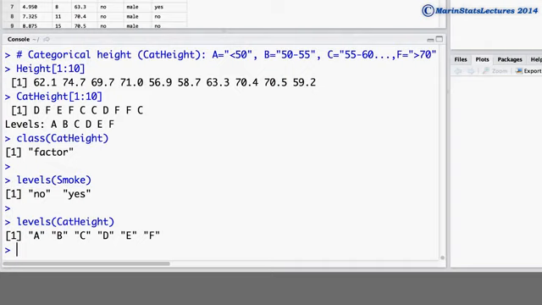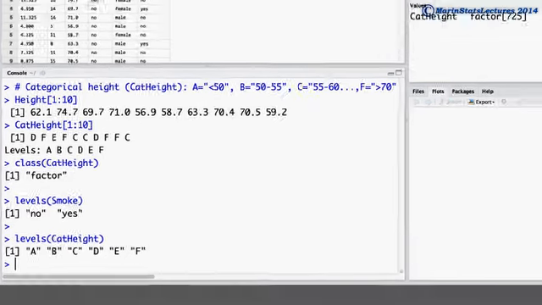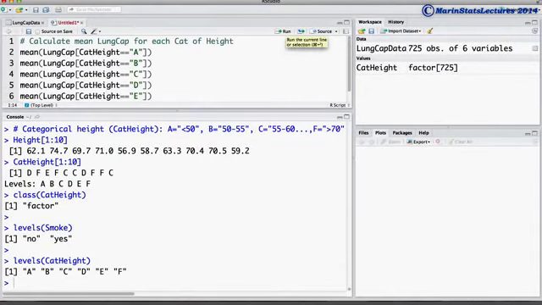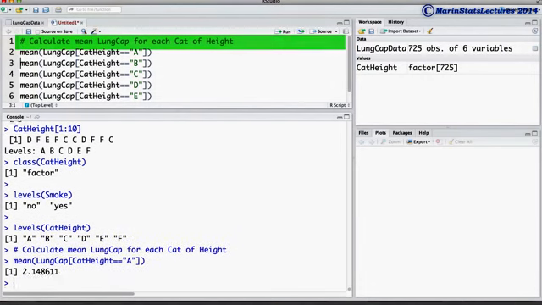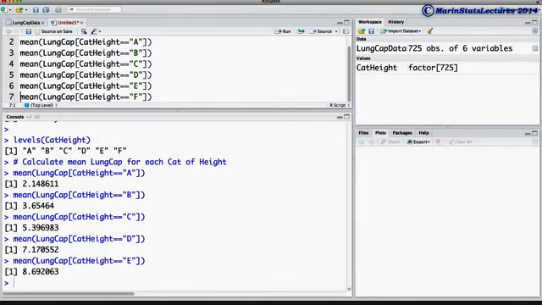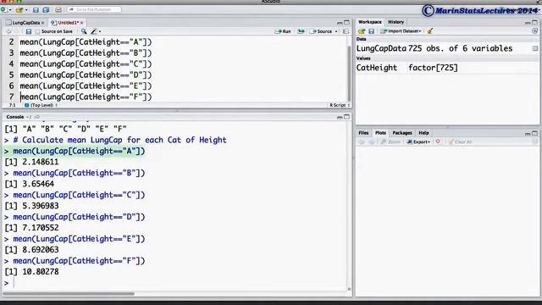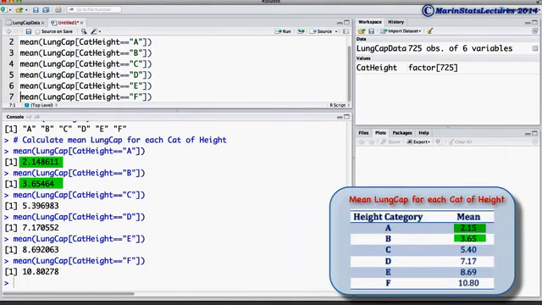In a moment, we'll look at the use of these in a regression model, but first, let's take a look at the mean lung capacity for each of the groups formed by categorical height. I've already written some code to do this, so I'll go ahead and submit that up here. We'll go ahead and calculate the mean lung capacity for each of the height categories. Here, we are asking R to calculate the mean lung capacity only for those in height category A, and then the mean lung capacity only for those in height category B, and so on. Now, let's keep an eye on those means so that we can compare these with the regression model that we're going to fit.